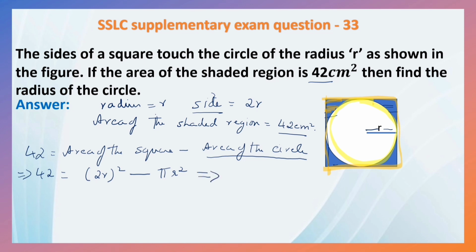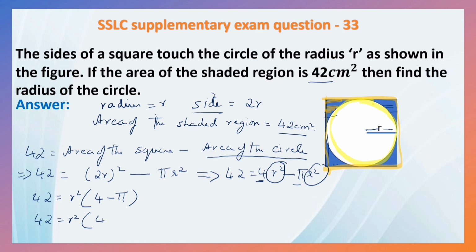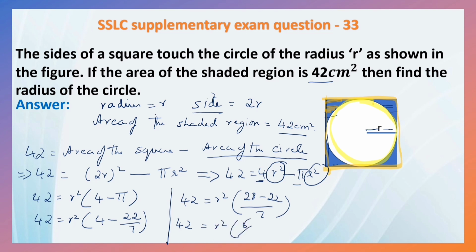So 42 is equal to 4R square minus pi R square. Here you can see R square is common. So 42 is equal to R square into (4 minus pi). So 42 is equal to R square into (4 minus 22 by 7). So 42 is equal to R square into (28 minus 22) by 7. So 42 is equal to R square into 6 by 7.